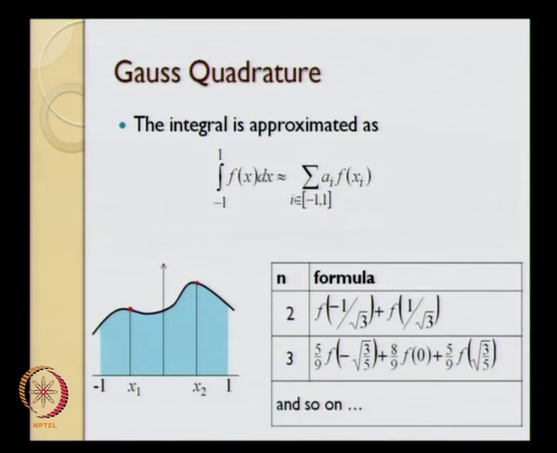The idea behind the Gauss quadrature method is that given this particular curve, where you want to find the shaded area, the integral from minus 1 to 1, that is going to be a weighted sum of the function values at specifically chosen locations.